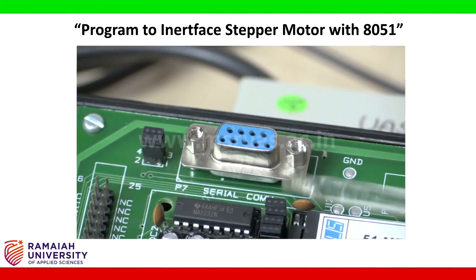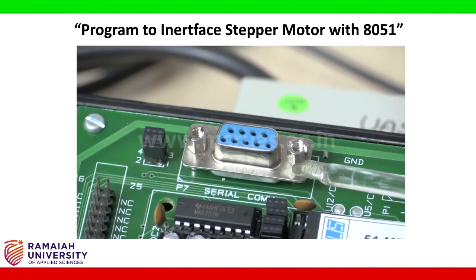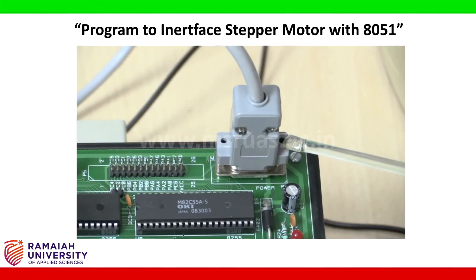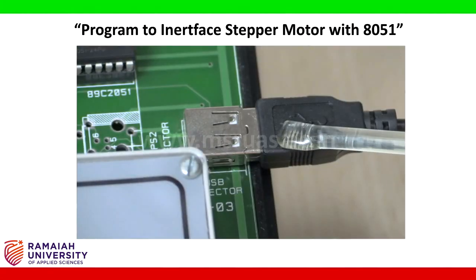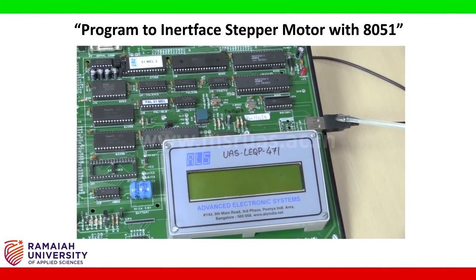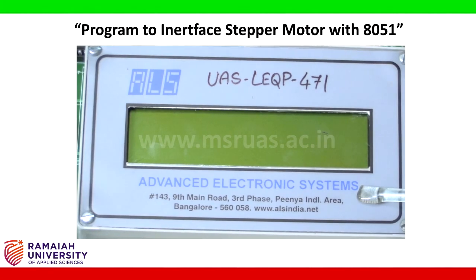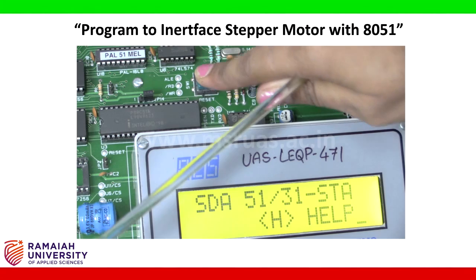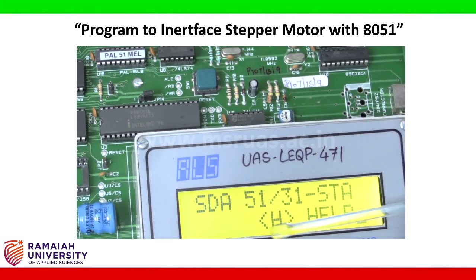So this is the serial communication port which is to connect RS-232 pin here. And this is the power supply. So this is the USB connector in order to connect the keyboard, and this is the LCD display. So this is the reset button. Once you press this, a message will be displayed on your LCD screen.